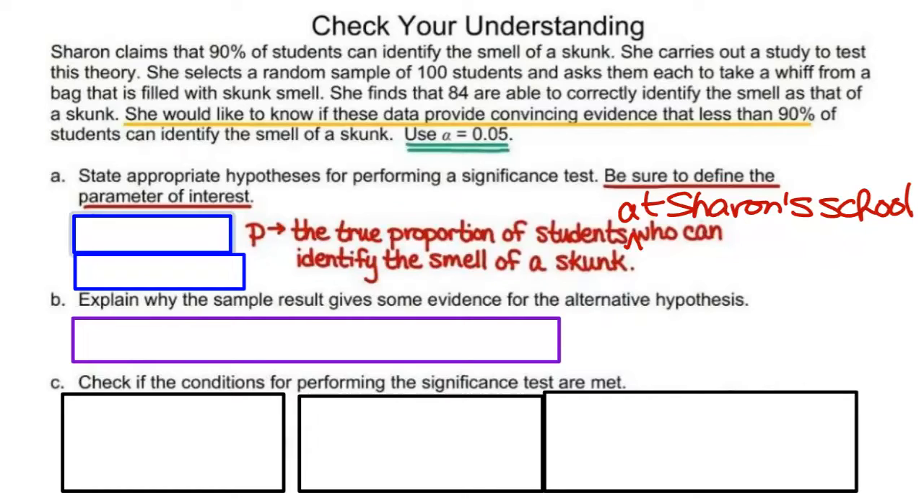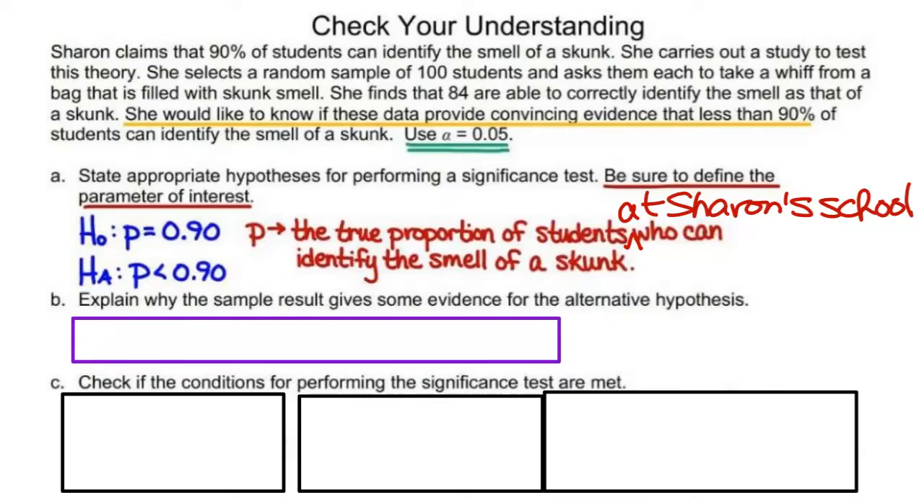All right. Null hypothesis. What is the null hypothesis? P equals 0.90. What is the alternative? P is less than 0.90. Why does that sample result of 84 out of 100 give some evidence for the alternative hypothesis? Because it's less than 90. That's exactly right.